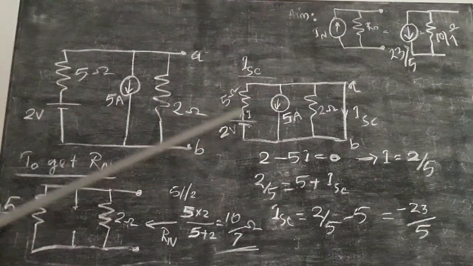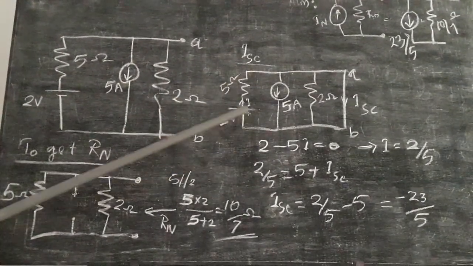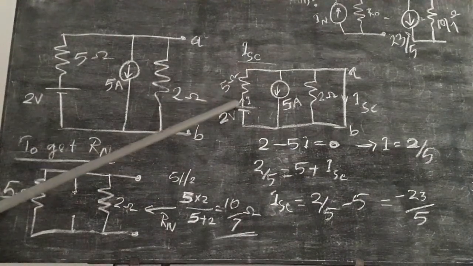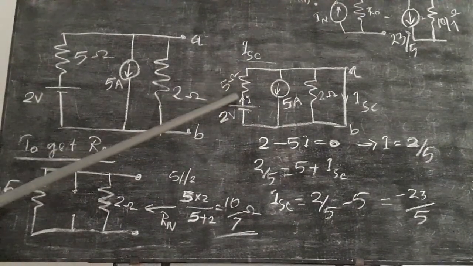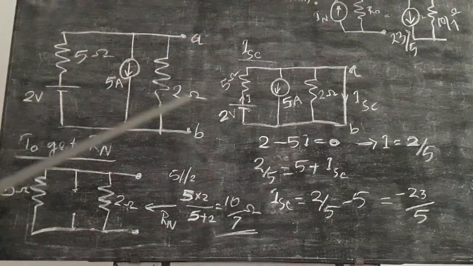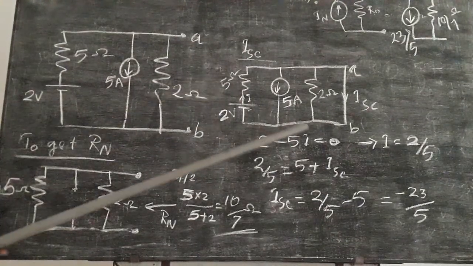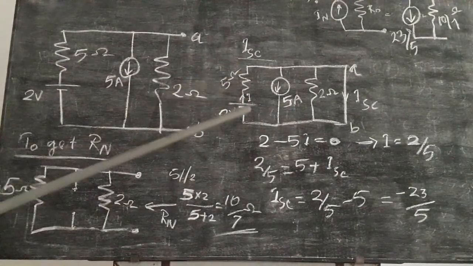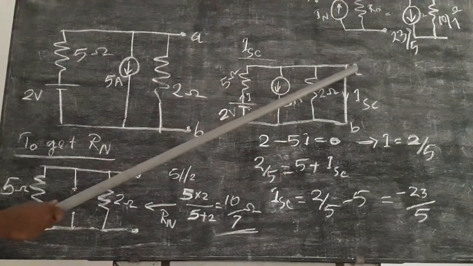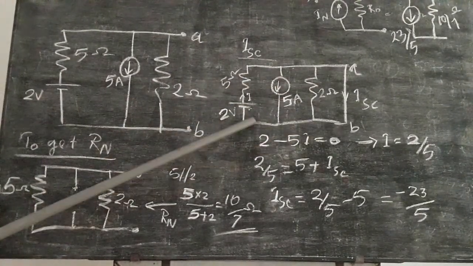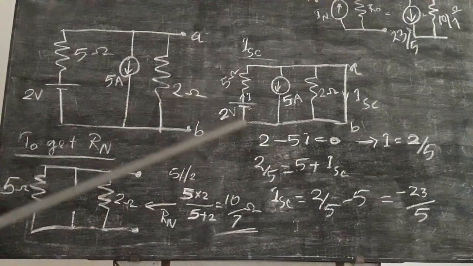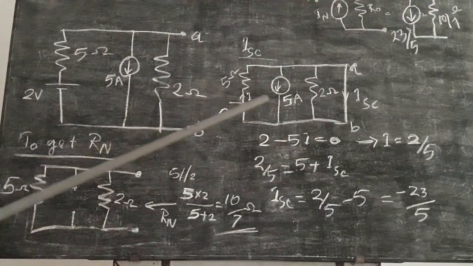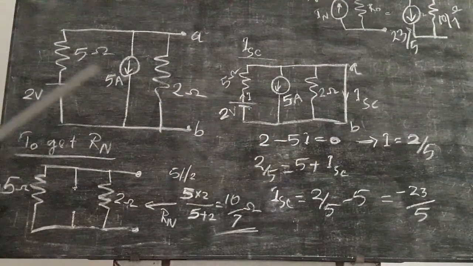Now see, the voltage across this branch is equal to 2 minus 5I. 5 into I is the drop in the resistor. So 2 minus 5I is equal to 0 because the voltage across AB is equal to 0. Solving this, we get I is equal to 2 by 5.